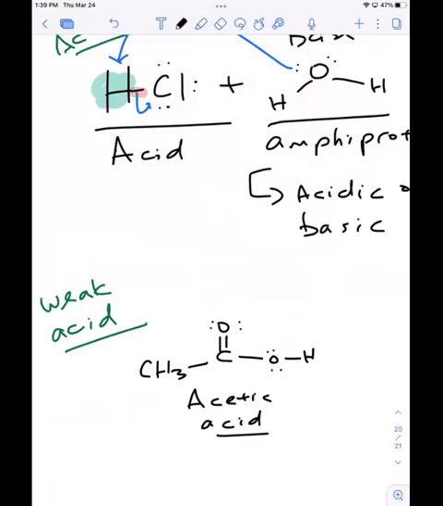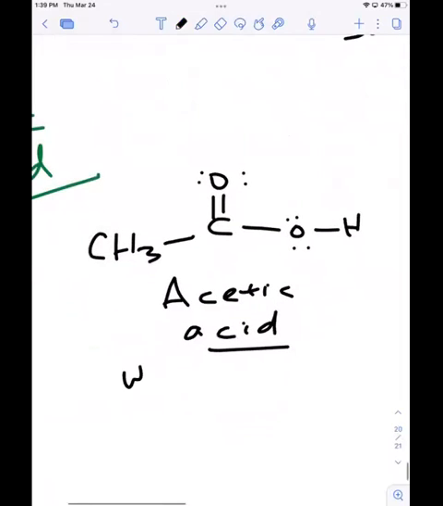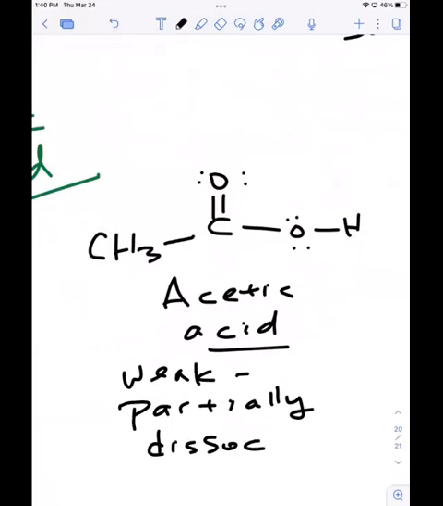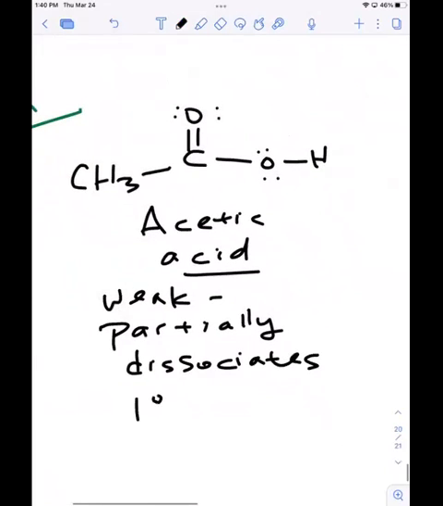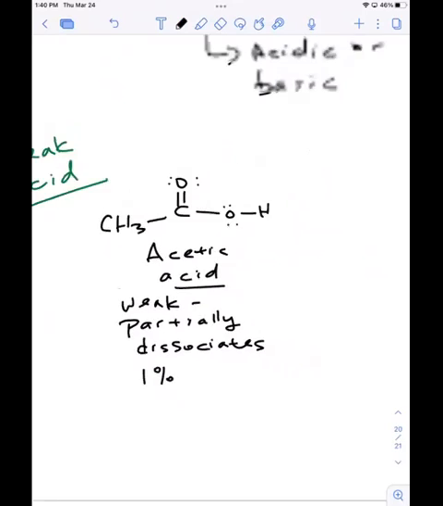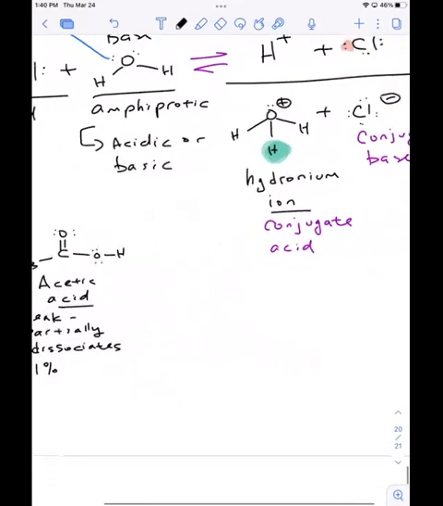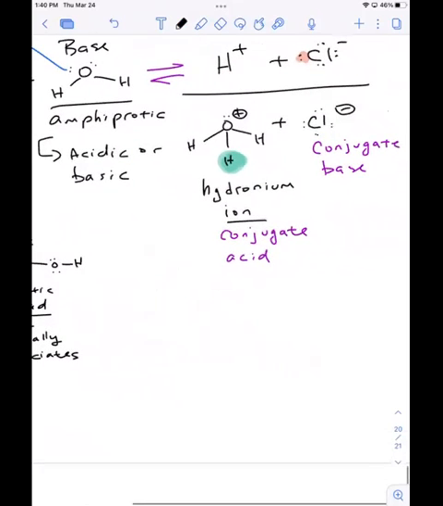It only partially dissociates. So it's a weak acid and it partially dissociates. Only about 1% of that acetic acid is going to actually ionize or dissociate. So here I'm going to take this and let me move this.